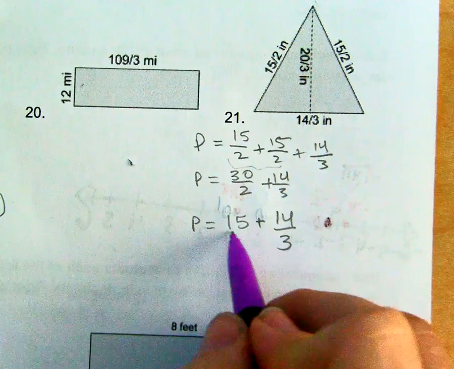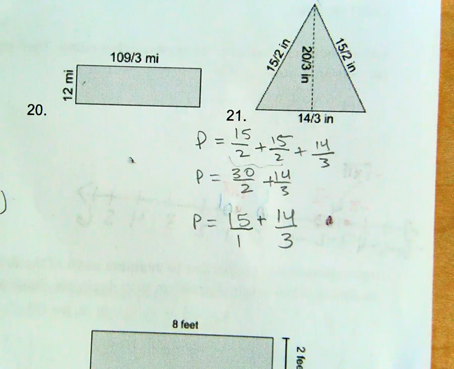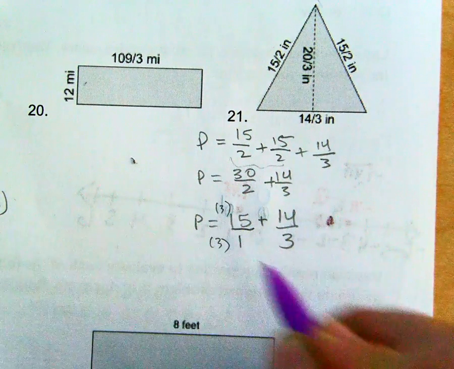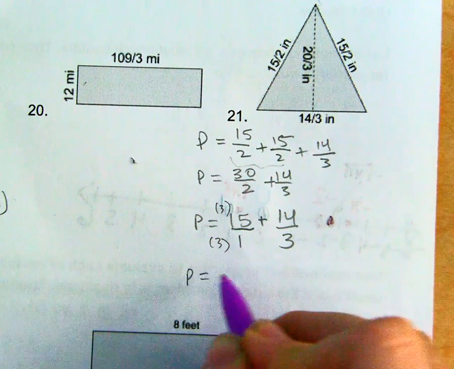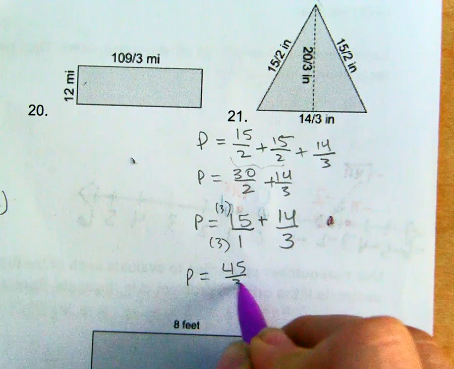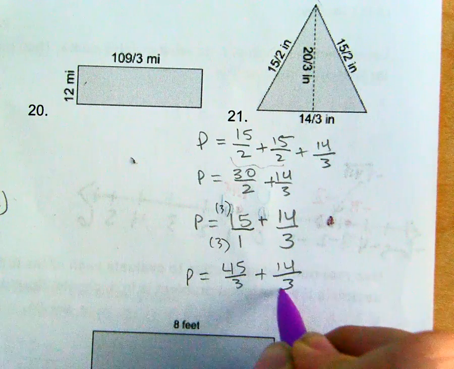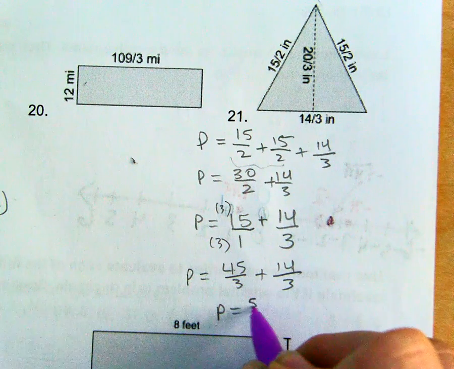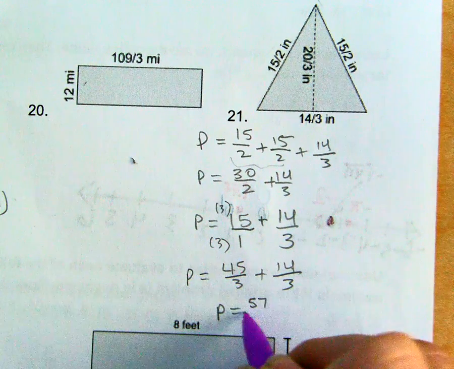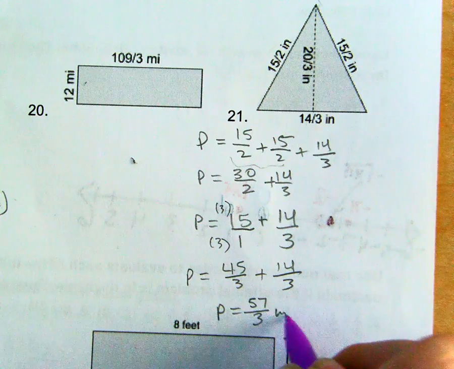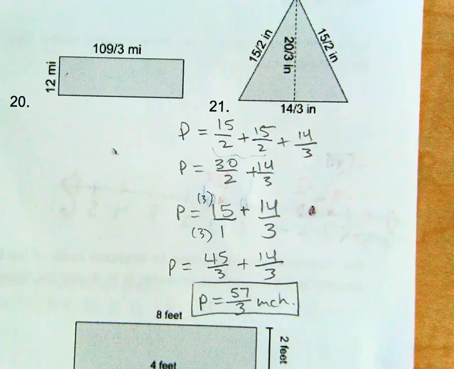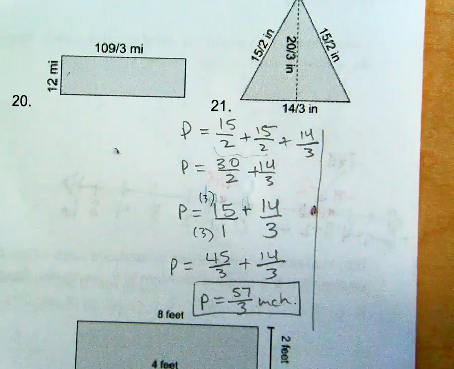And now I need a common denominator, right, so that I can add these. So I'm going to multiply top and bottom times 3, and this is going to become 45 thirds plus 14 thirds, which would be 45 plus 14, 57 thirds inches, right? So for a perimeter, we just keep those units the same because we're just adding up a bunch of inches and we're getting more inches.